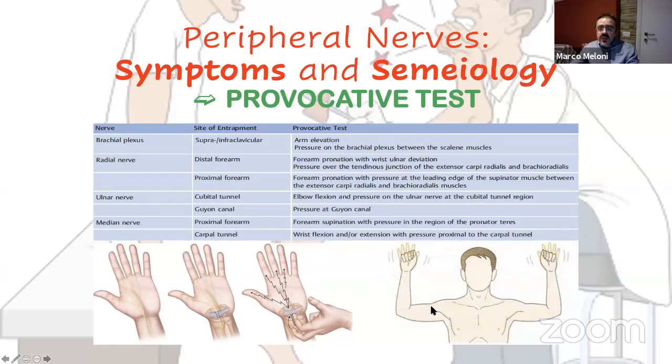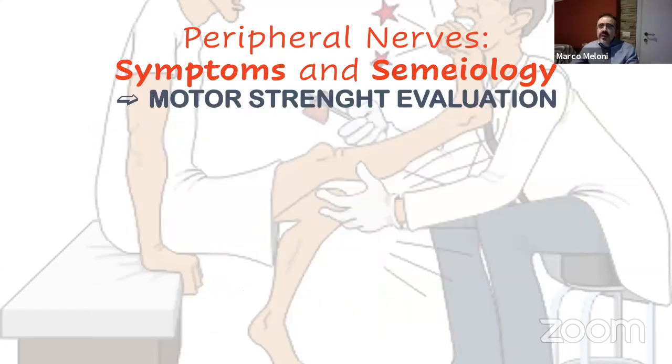On the contrary, for a more proximal site, like thoracic outlet syndrome, we can use the Ross test. In the Ross test, the patient puts the upper arm in this fashion, externally rotates the wrist and forearm, and starts to close and open the fingers. This test is able to recreate the brachialgia, the neuralgia to the upper arm, in the case of thoracic outlet syndrome. Motor strength evaluation needs two things.